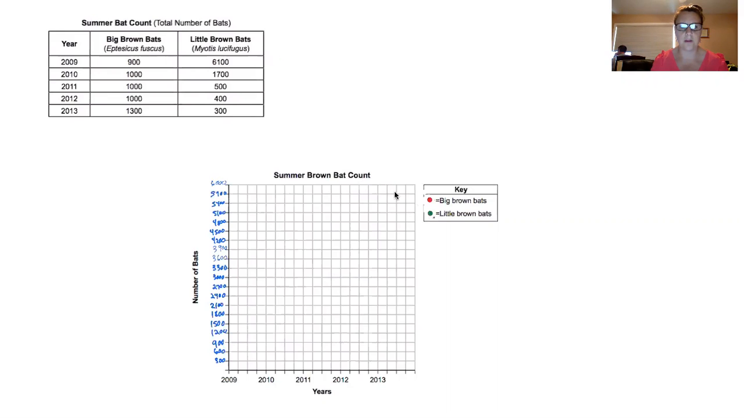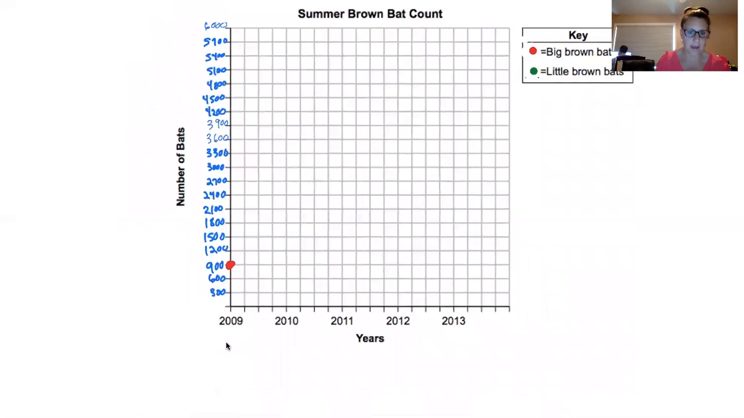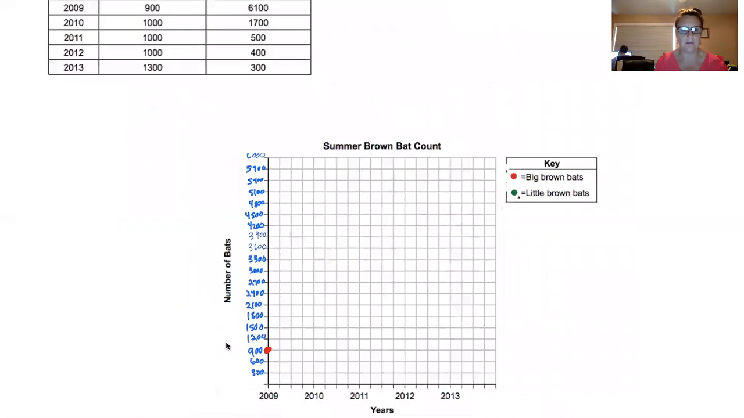This is the first one over here. So I'm going to change my color to red. And what you want to do is just start at the first number, make sure you're aware of your axes, and just follow up the 2 lines where those 2 numbers intersect. So in 2009, there was 900 big brown bats. So you will go down to 2009 and then go right up to 900 and make a point right there on 900. Okay, so you can see what I did there.